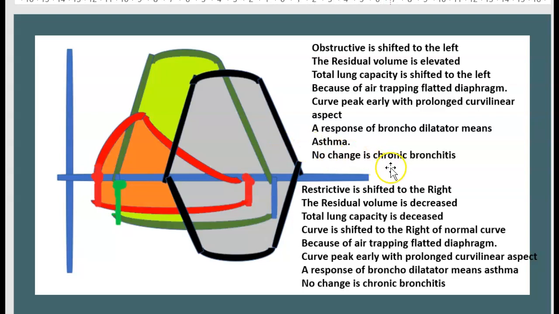What about restrictive? It is shifted to the right. The residual volume is decreased. Total lung capacity is decreased. Curve is shifted to the right of the normal curve.